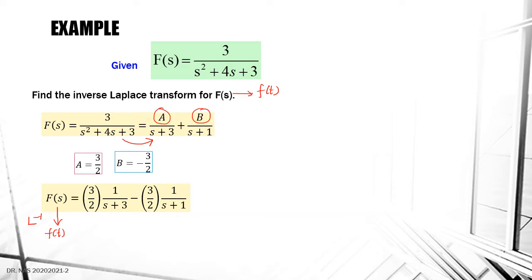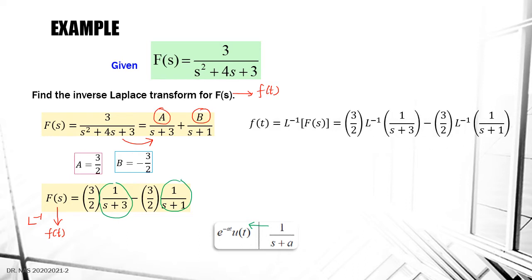So refer to the Laplace transform table. Look at the shape closest to this one and this one. From the table, 1 over s plus a will produce e to the minus at u(t) in time domain. So compare your equation with the one in the table in S domain, so that you can identify what your a is. Okay, so perform the inverse Laplace transform on both sides, the first one and the second one.